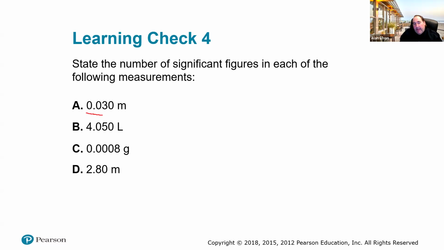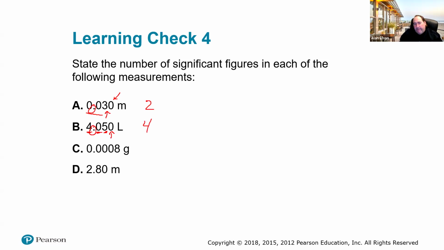Once again, we're not going to start counting until the 3. The 0 at the end is significant because of our decimal, so 2 significant figures in that case. Going to start counting right here at the 4. That's a trapped 0, which makes it significant. So 5 significant figures. Once again, the 0 at the end is significant because of the decimal point there.